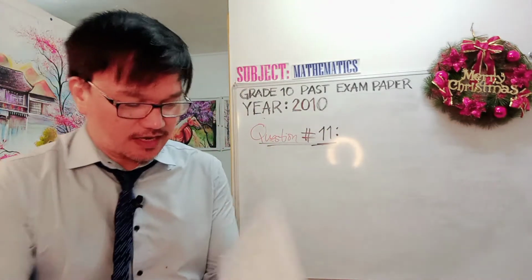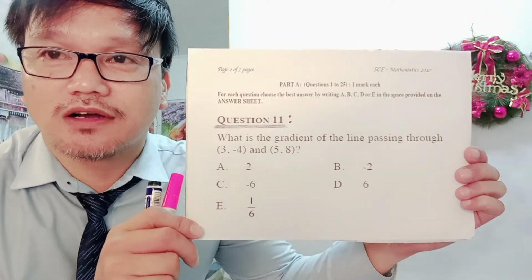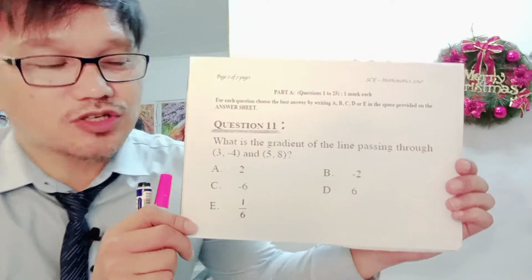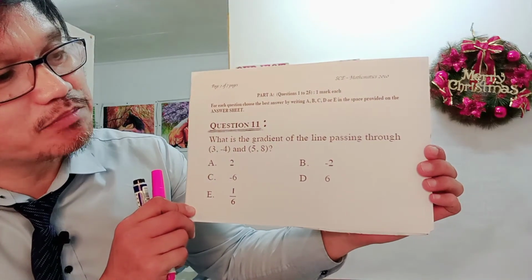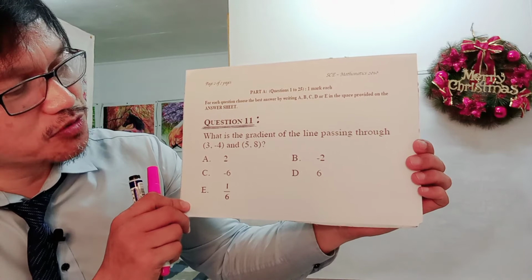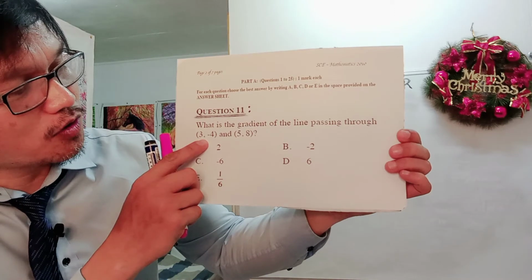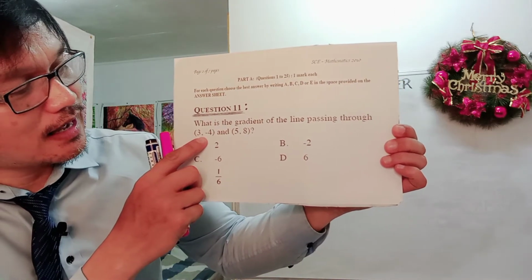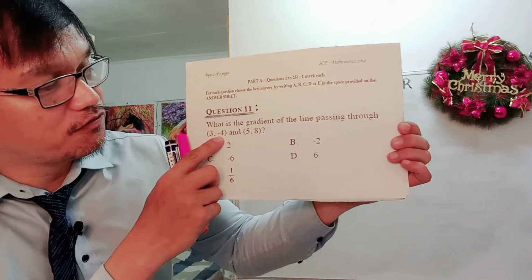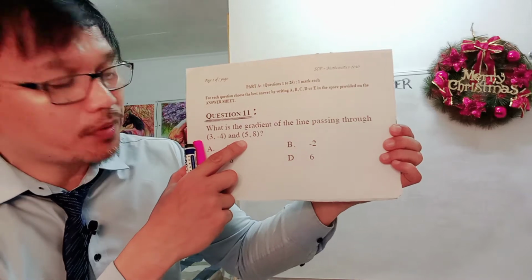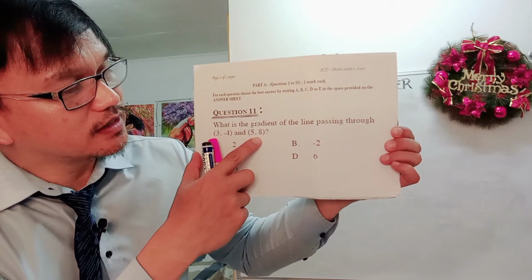Question number 11. This is on a linear function or linear equation. The question is, what is the gradient of the line passing through the points? The first point has the x coordinate of 3 and the y coordinate of -4. And then passing to another point, the x coordinate is 5 and the y coordinate is 8.